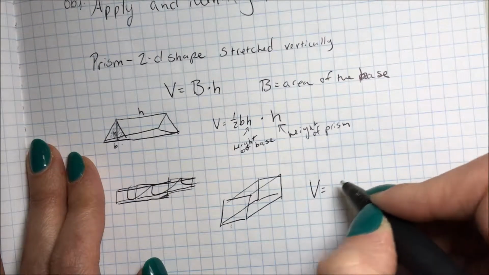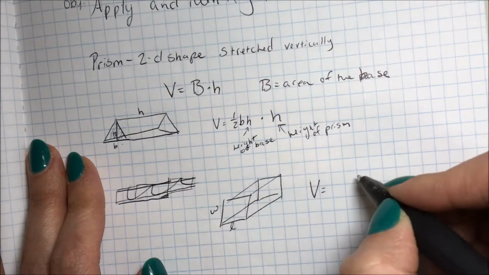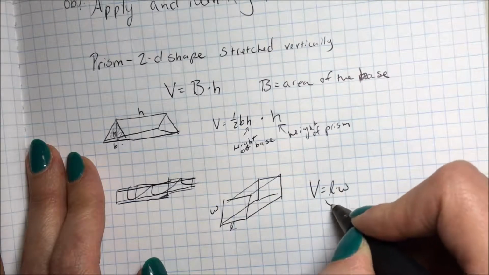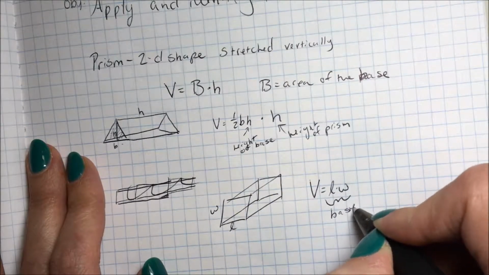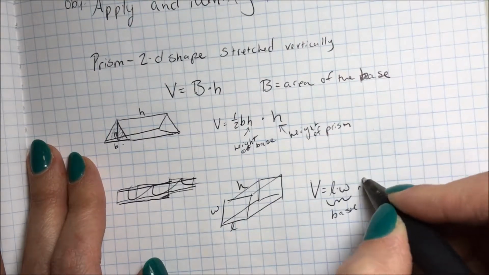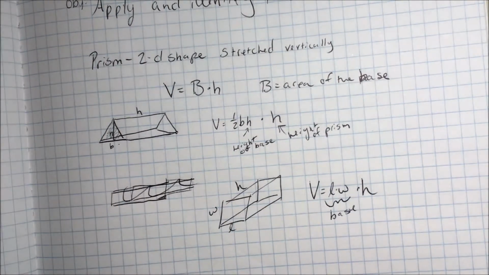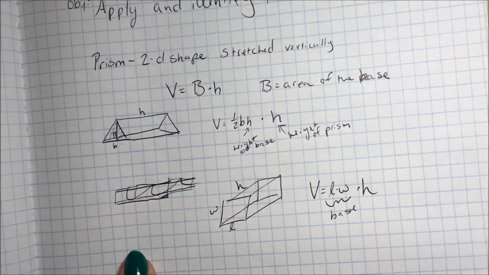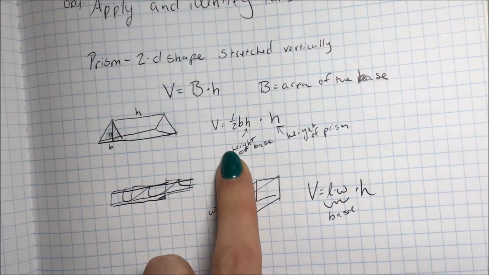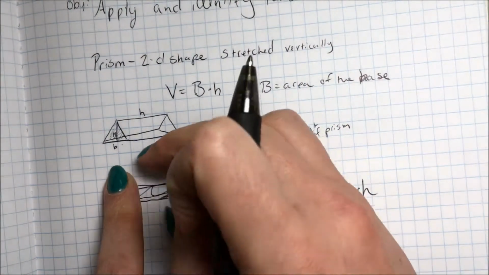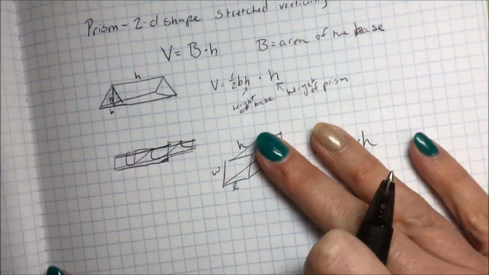So the volume would be the area of the base, so length and width. That's my area of the base, times the height of the prism. Okay. So prisms are pretty straightforward. It's the area of the base times the height. So I find the shape that is the base, and then the part that it's stretched along, that's the height.